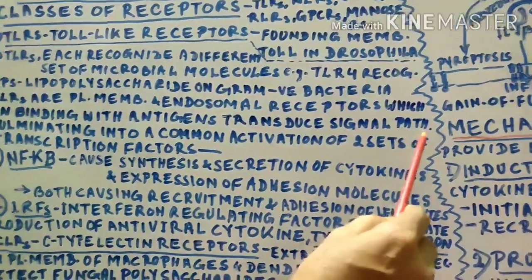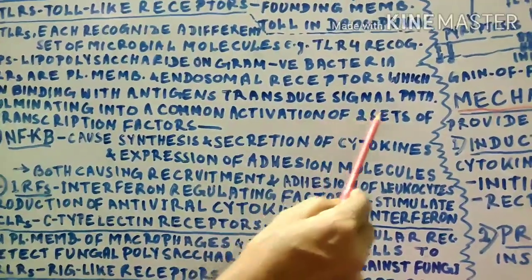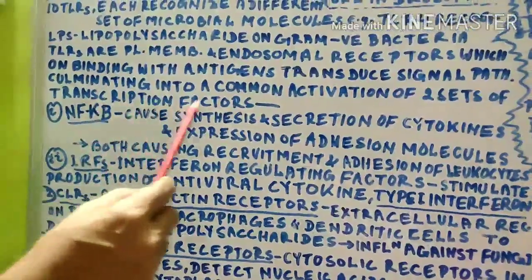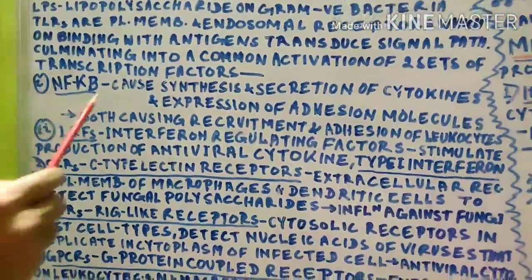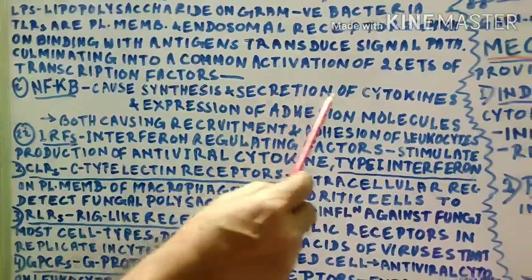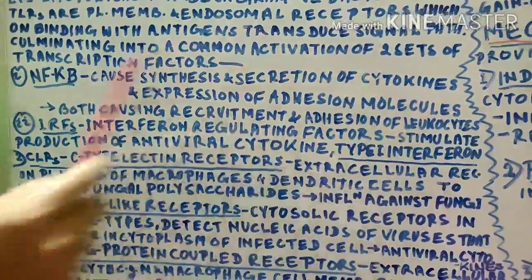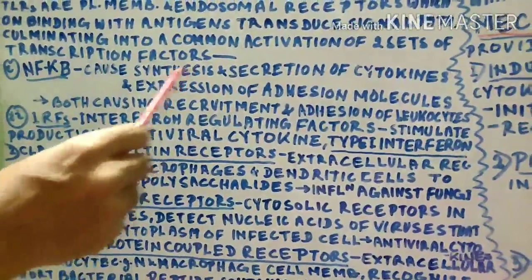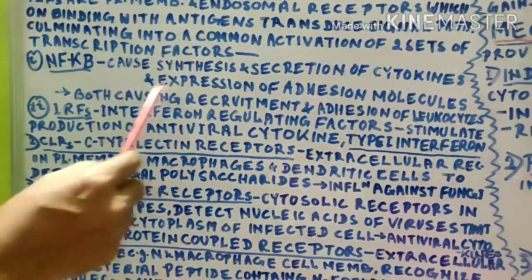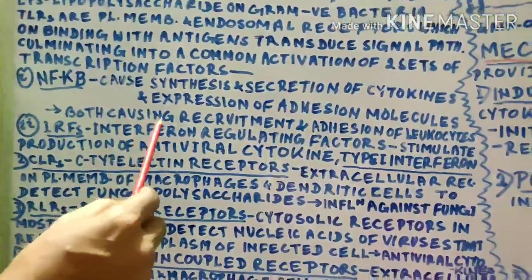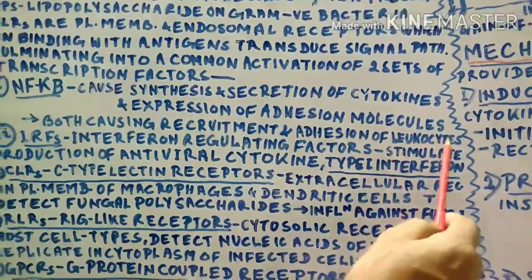TLRs are plasma membrane and endosomal receptors, which on binding with antigens transduce signal pathways culminating in a common activation of 2 sets of transcription factors. Those transcription factors are NF-kB, which causes synthesis and secretion of cytokines and expression of adhesion molecules. Both these result in recruitment and adhesion of leukocytes.